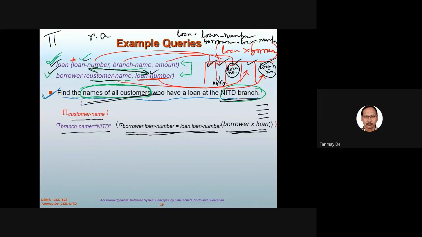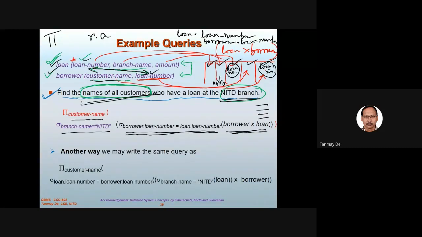So you may write this query this way, not a problem. First you can cut down by specifying only the branch name for the loan, then perform the Cartesian product with the borrower. Then maintain the parity, that is, the loan number of both relations should match, and then from that you can choose the customer name. Okay. Any question?